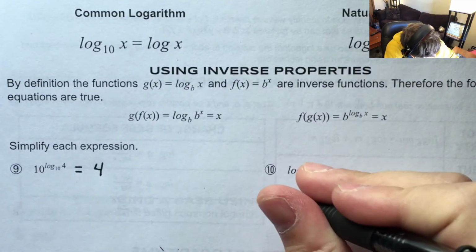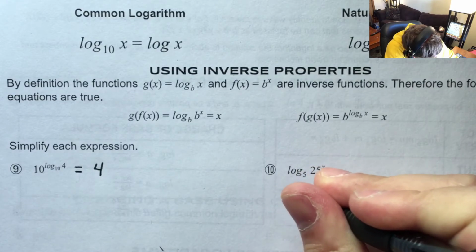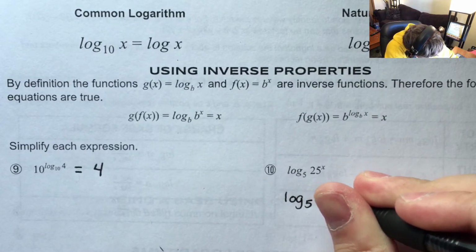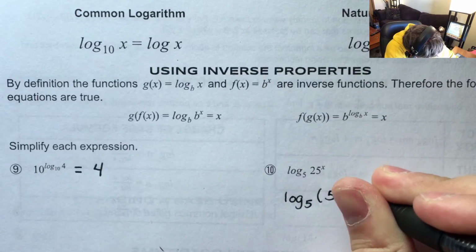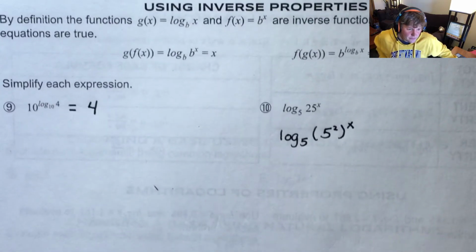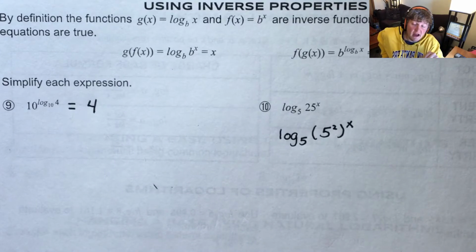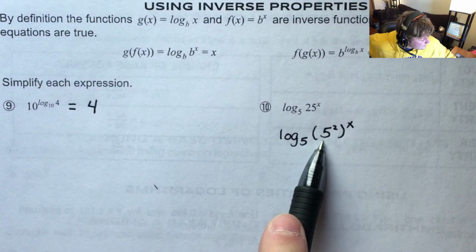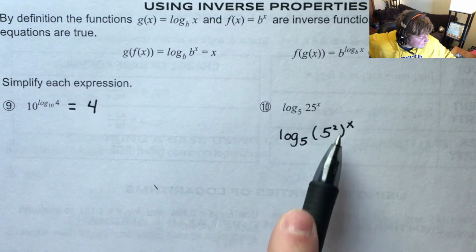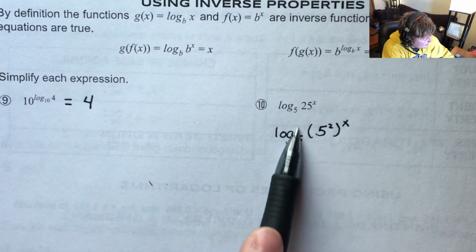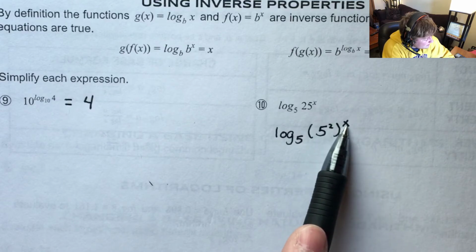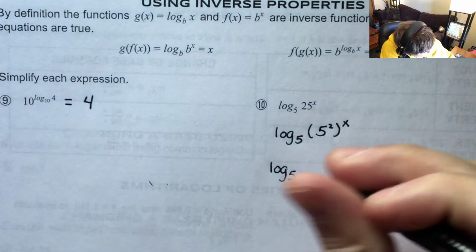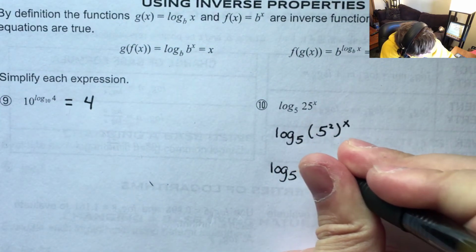So what if I rewrite this? Log base 5, and I'm going to put this in parentheses, 25 is the same as 5 squared. All I did here was replace 25 with something that it's equal to but involves a base of 5, such as 5 squared. So now this is log base 5 of 5 to the 2x power, right?